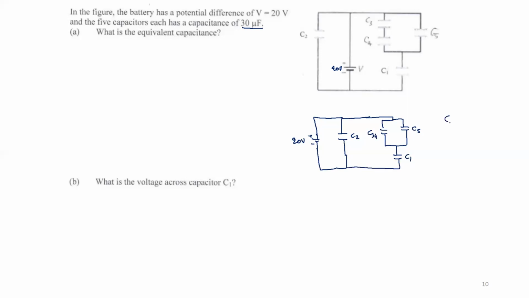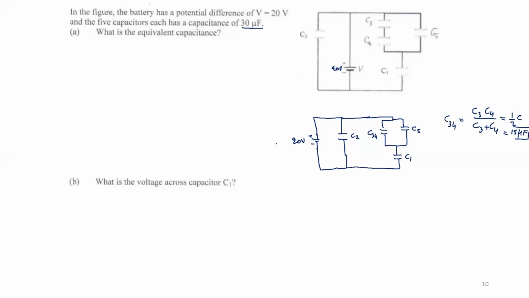So what is C3,4? They are in series, so the equivalent capacitance is just the product C3 C4 divided by the sum, C3 plus C4. Since they are equal, it just gives you half. So this gives you C squared divided by 2C. This is half C. So this gives you 15 microfarad. Okay, good.